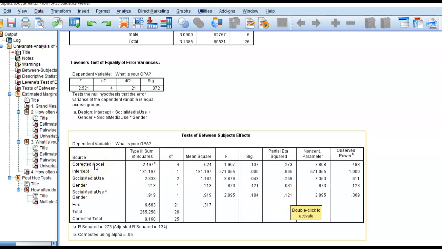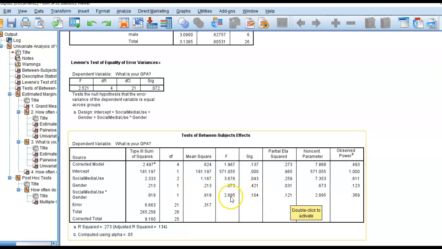So when you go to report your results, you report 3 F tests. The F test on social media use with its degrees of freedom, 2 and 21. The F test on gender and its degrees of freedom, 1 and 21. And then the interaction with its degrees of freedom, 1 and 21.